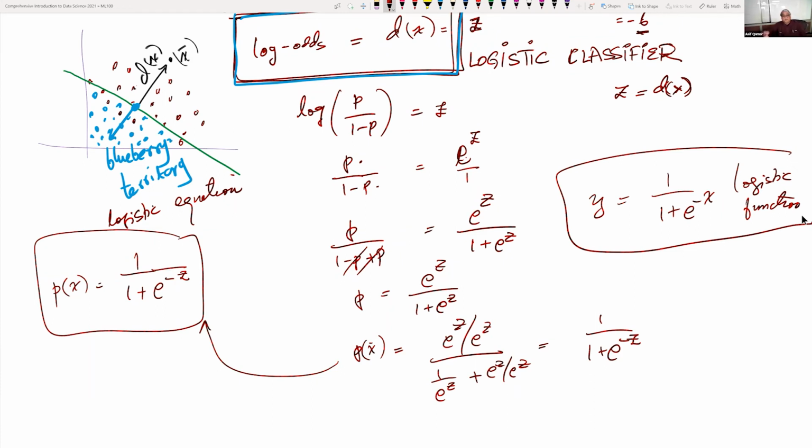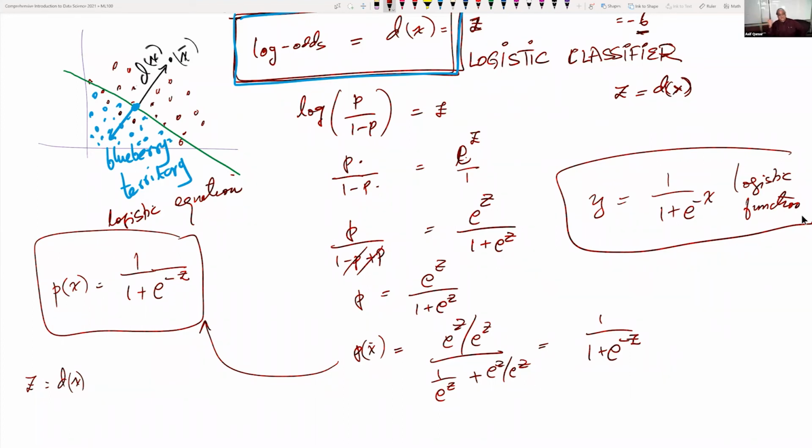Now, I haven't explained what z is. I will explain in a moment, but z is equal to d(x). I'm going to make a claim. Remember, distance from the decision boundary. So tell me, all points which are at 0 distance from the decision boundary, what do they do? Where are they? They are on the line. They are on the line.